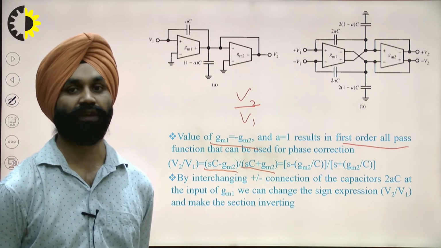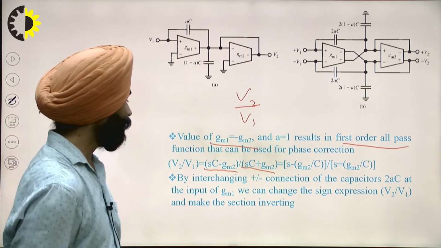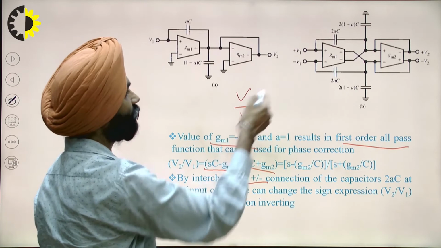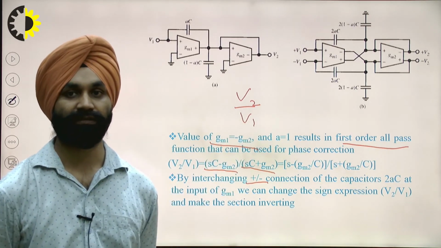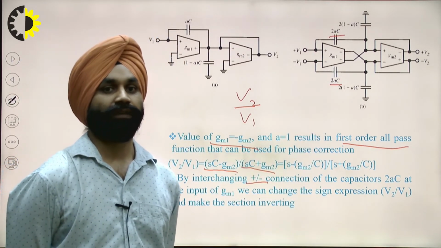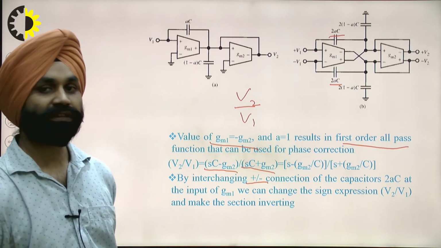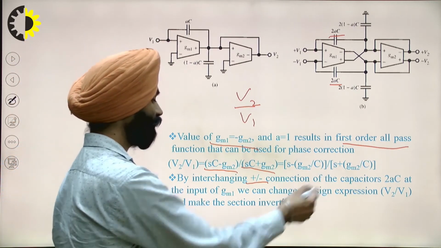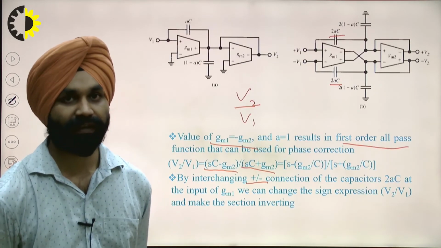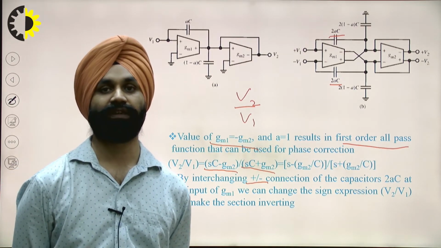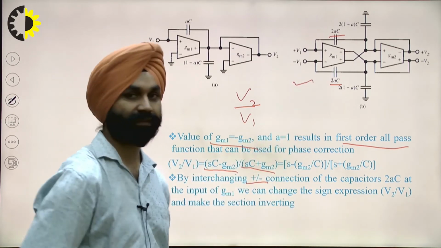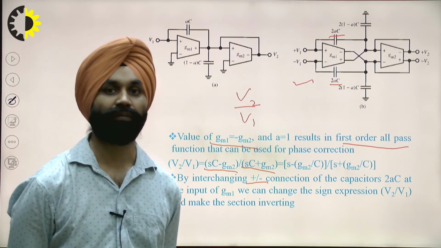Here the A value is 1. By interchanging the positive and negative connections of these capacitors, we can have a change in the sign of V2 by V1. So in this way we are creating a first order filter circuit which can be used to create all pass, high pass, low pass, or band pass filters.